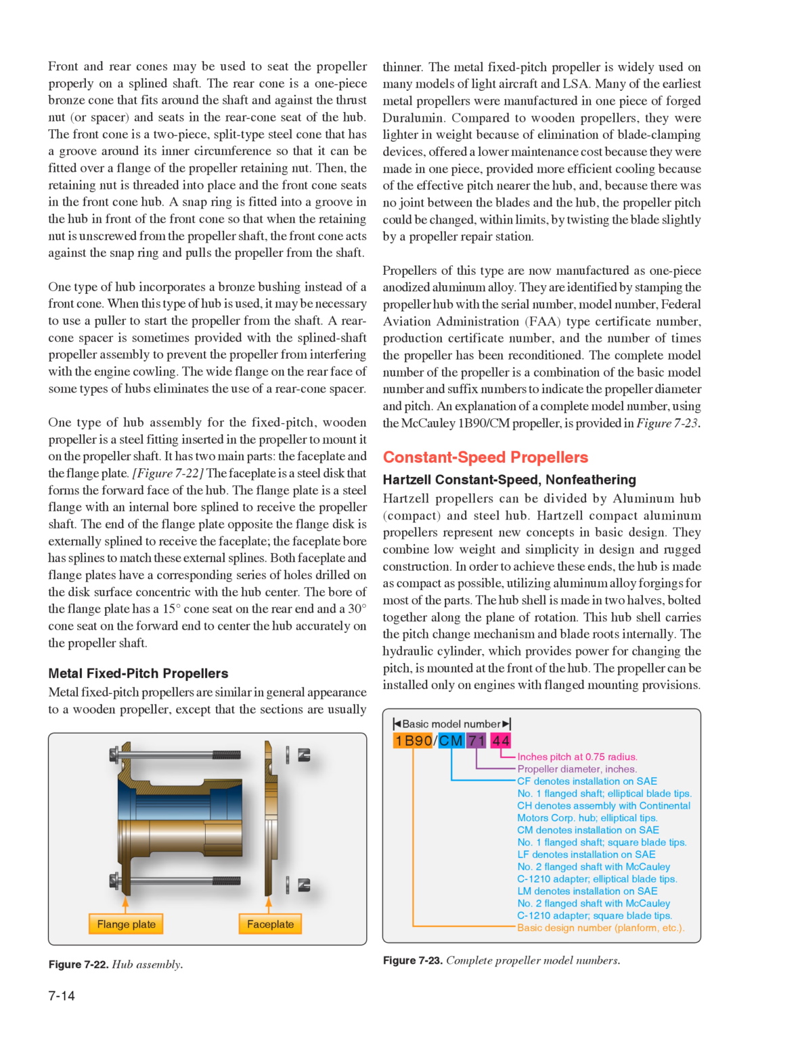Constant speed propellers. Hartzell constant speed, non-feathering propellers can be divided by aluminum hub, compact, and steel hub. Hartzell compact aluminum propellers represent new concepts in basic design. They combine low weight and simplicity in design and rugged construction. In order to achieve these ends, the hub is made as compact as possible, utilizing aluminum alloy forgings for most of the parts. The hub shell is made in two halves, bolted together along the plane of rotation. This hub shell carries the pitch change mechanism and blade roots internally. The hydraulic cylinder, which provides power for changing the pitch, is mounted at the front of the hub. The propeller can be installed only on engines with flanged mounting provisions.